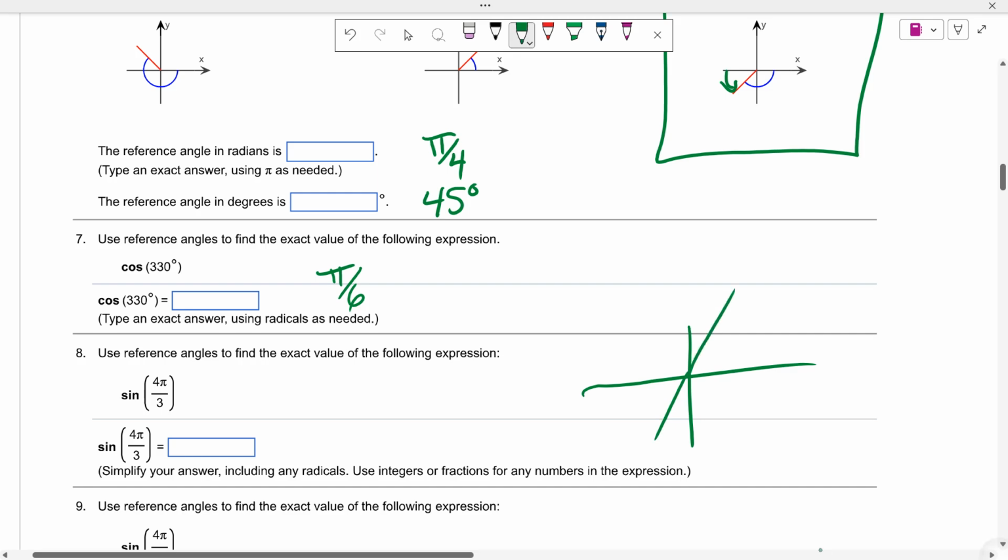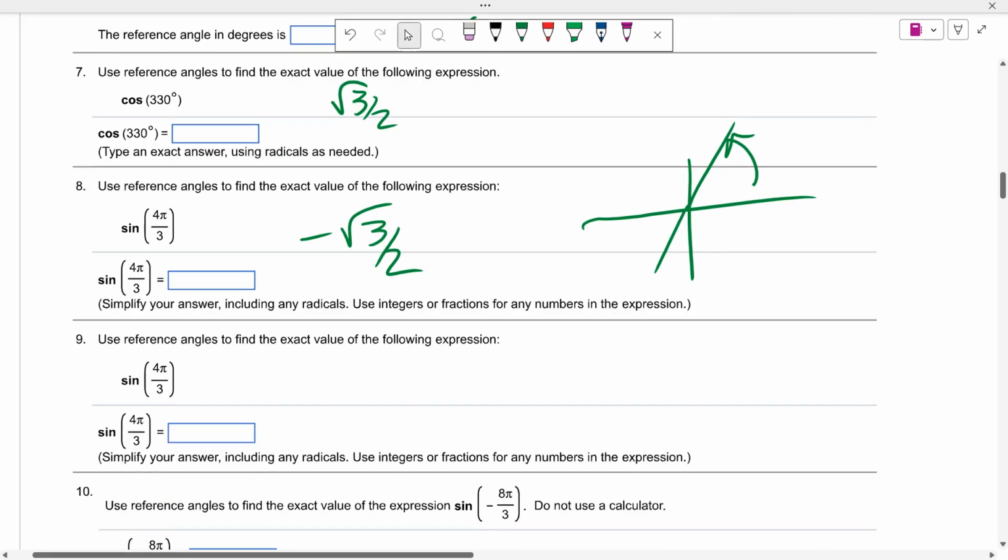Okay? Pi over 3. Well, the sine of pi over 3, whoa, did I say pi over 6? Oh, Mr. Bierschbach, it's square root of 3 over 2. That's what I meant to say. The sine of 4 pi over 3 is square root of 3 over 2. But since we're in the third quadrant, we're negative. The sine of 4 pi over 3, that's the last problem.